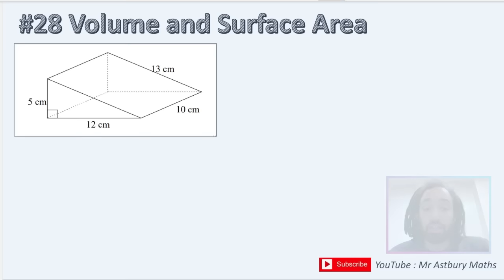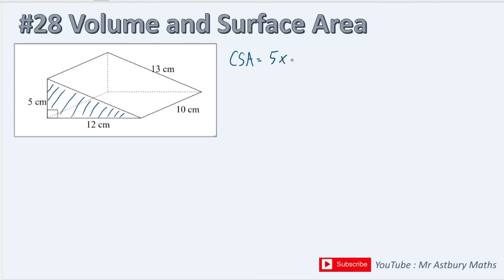Okay, let's go. So for the volume, we need to work out first off the area of the cross section, which is this area here. It's this triangle which goes all the way back through the shape. So the cross sectional area is equal to 5 times 12 divided by 2, because it's a triangle, which is going to give me 30.